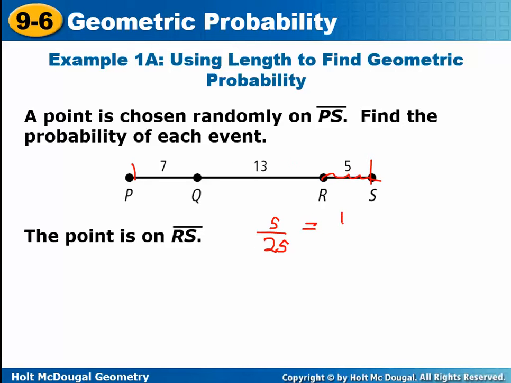And then simplify that. Now you can write probabilities as fractions or decimals between 0 and 1, or as a percentage between 0 and 100%. This is the same as 0.2, which is the same as 20%. Sometimes the problems will ask you to leave it in a fraction form or a percent form. If they don't, you can leave it in any one of these three forms.